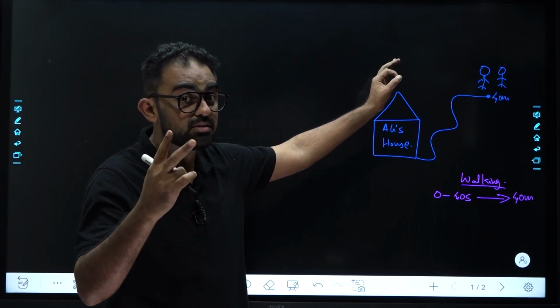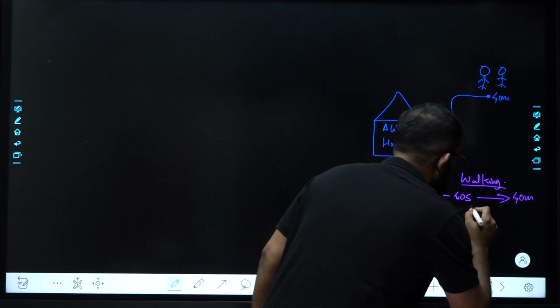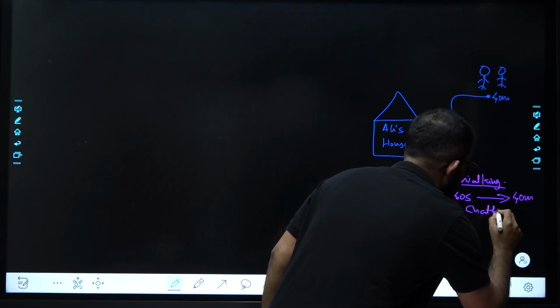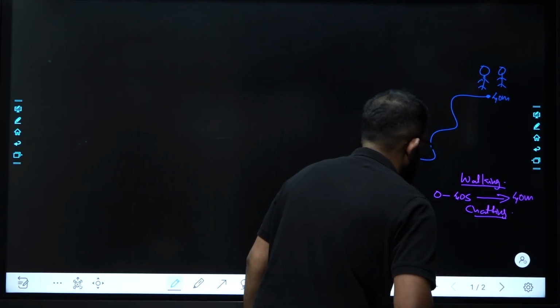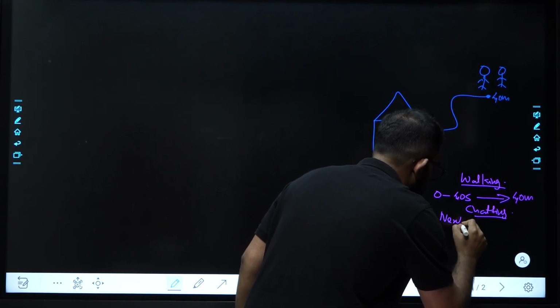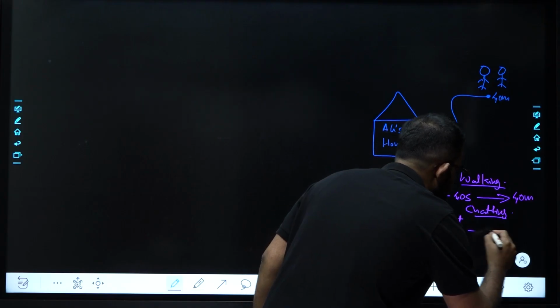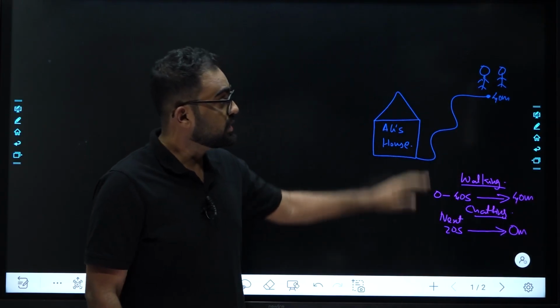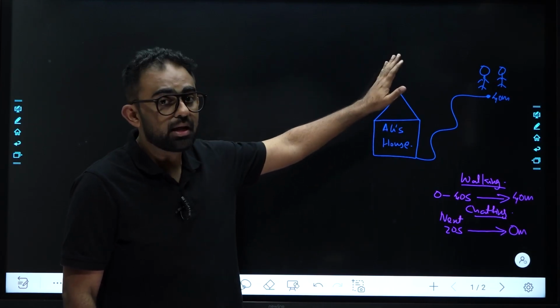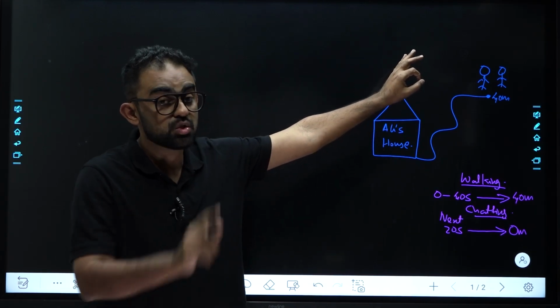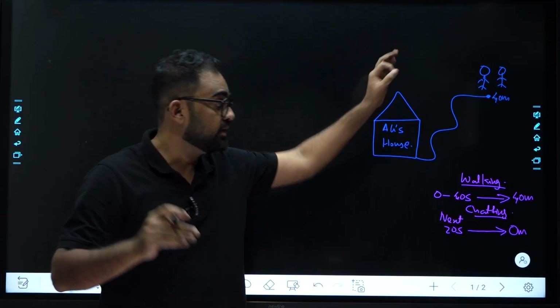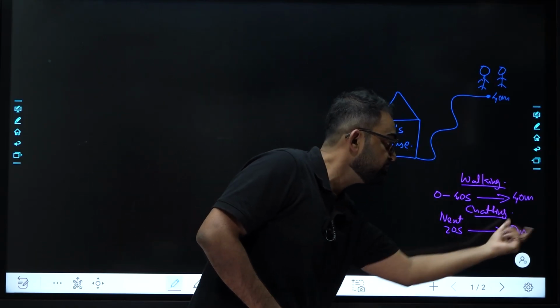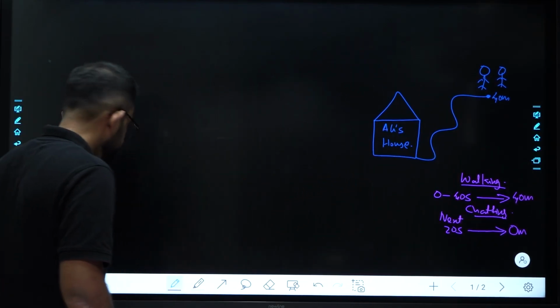So the second event is the chatting event. For the next 20 seconds, he covers 0 meters of distance. Why? Because he is simply standing there and talking to his friend. He is not moving. So the distance covered in the chatting event, or in 20 seconds, is 0 meters.